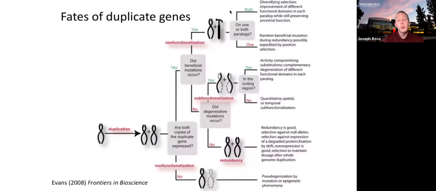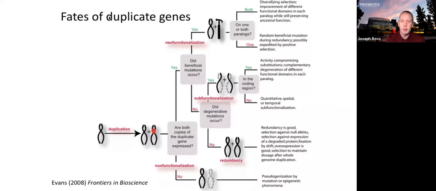But so duplicate genes, what does duplication do to benefit development and evolution? So here's a great figure from a review from Evans in 2008 that sort of explains what the possible fates are of duplicate genes. So we start from the left. A gene duplicates. So we've got 2 different versions of a protein, let's say, that that gene produces.